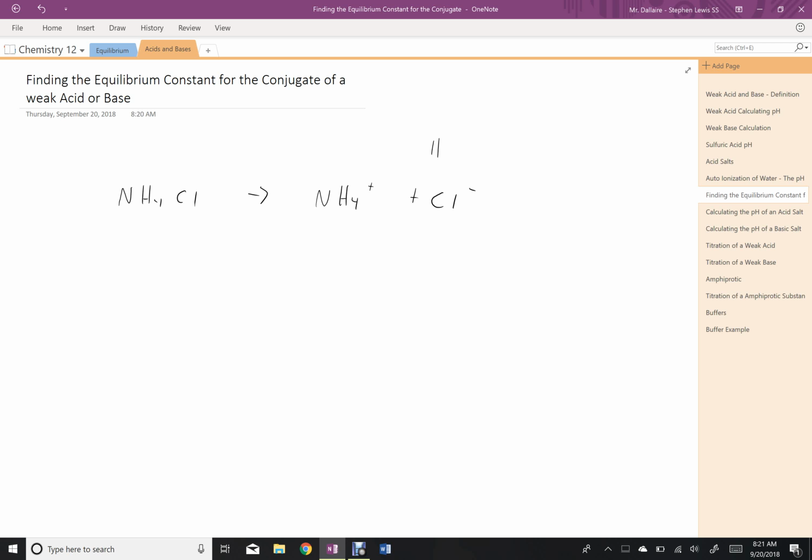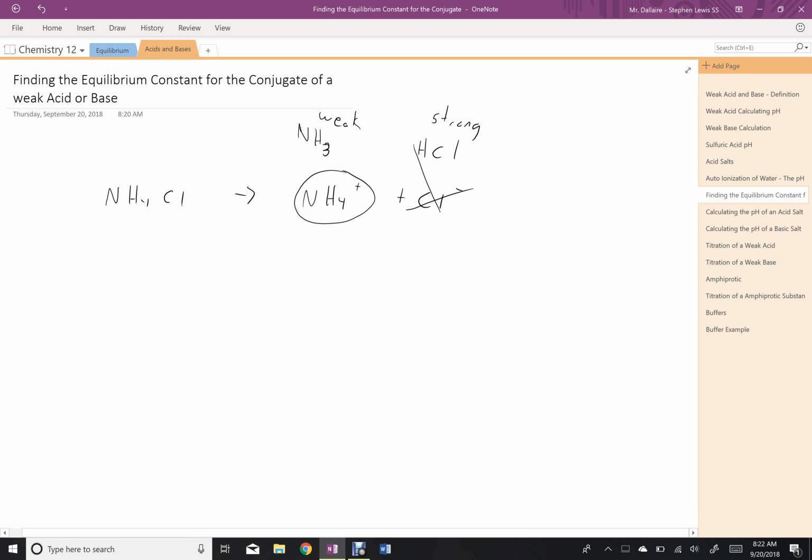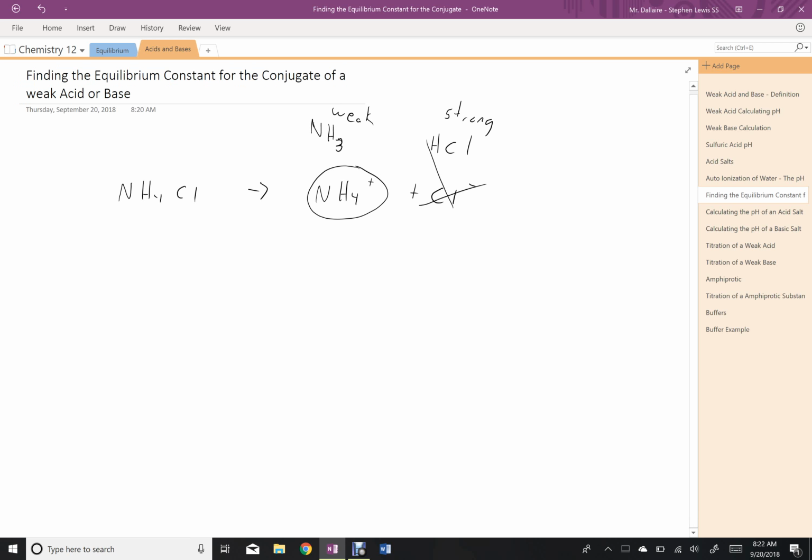Cl minus is the conjugate of HCl, which is strong, so I don't care about it. NH4 plus is the conjugate of NH3, which is weak, so this is our species of interest. This is the one that can engage in the reverse reaction, so NH4 plus can react with water to produce NH3 and H3O plus.